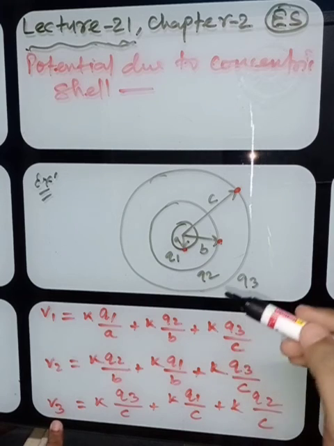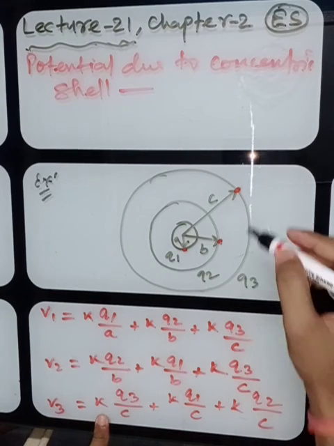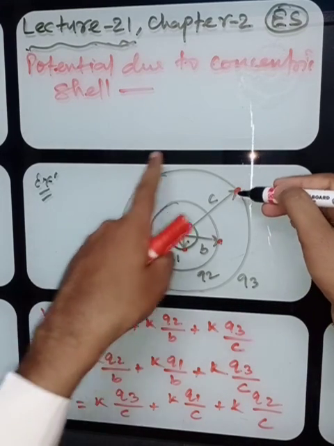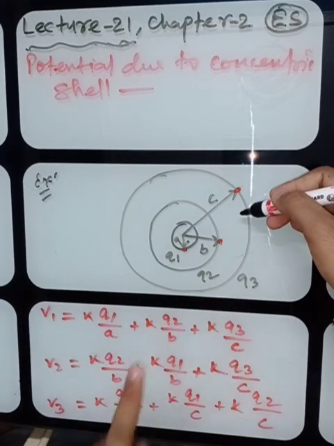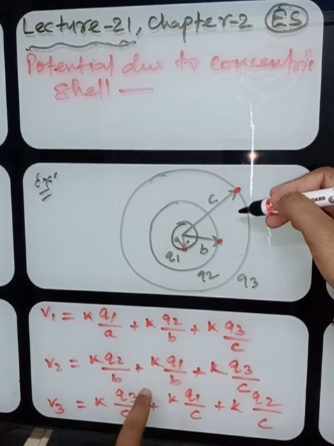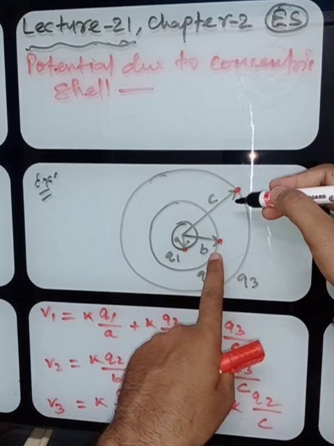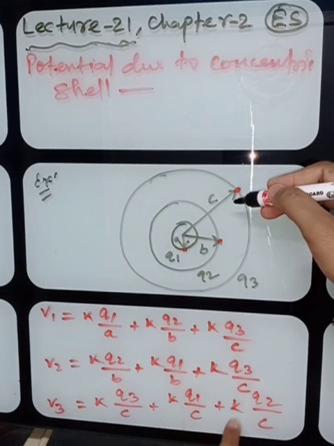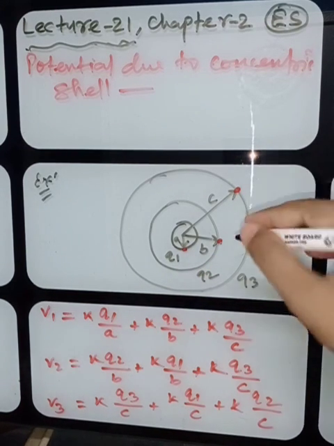Now at point 3, due to this cell the potential will be K Q3 by C, but due to the first and second cells there will be potential which is K Q1 by C and K Q2 by C. So this is the potential.